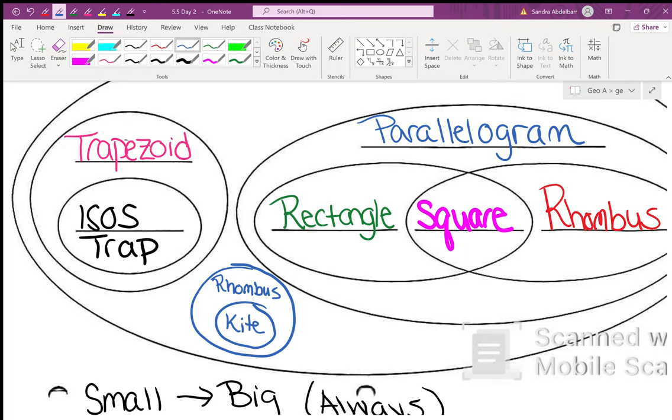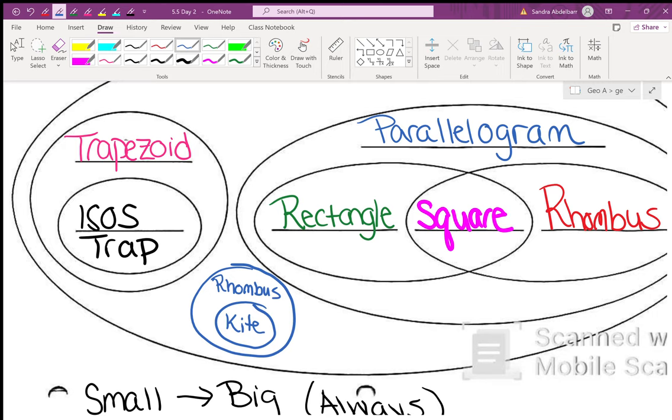Since a rhombus is always a kite, what does that mean? A kite can sometimes be a rhombus, right? But now that opens up a whole world of things. If a kite can sometimes be a rhombus, a kite can sometimes be a parallelogram if that parallelogram is a rhombus. Do you see how it now connects us to this whole circle? So a kite is sometimes a rhombus. A rhombus is always a kite.